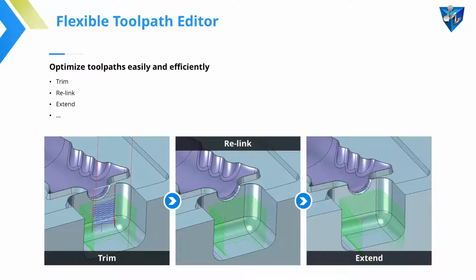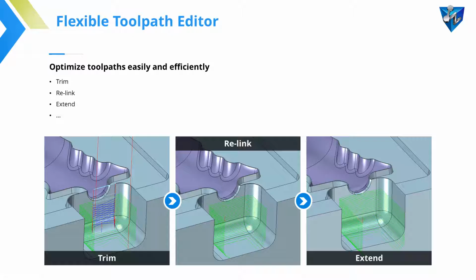Next, let's take a look at the flexible toolpath editor. As you can see on this page, when the toolpath passes through these areas, the toolpath will be deformed, and normally this kind of area needs to be patched to create a smooth toolpath.